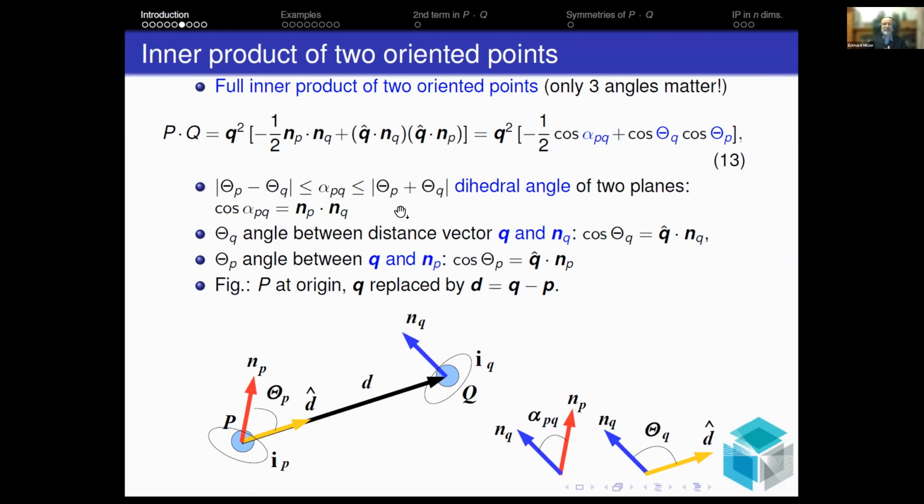And naturally, because the tips of the 3 vectors form a spherical triangle, the angle alpha PQ is limited between the absolute value of theta P minus theta Q, and it cannot be more than theta P plus theta Q.